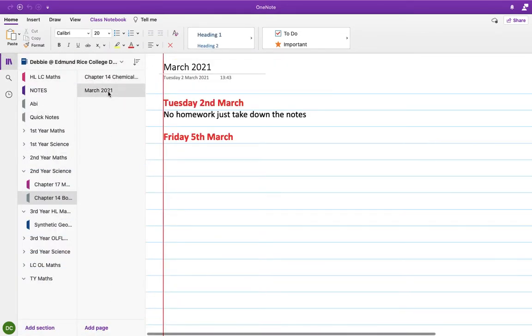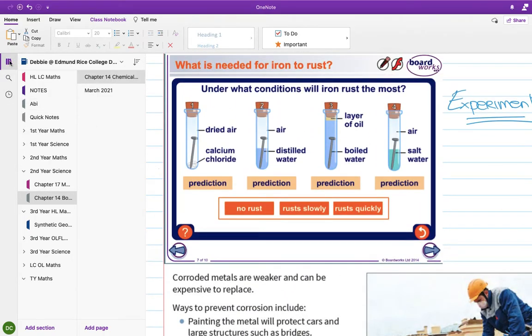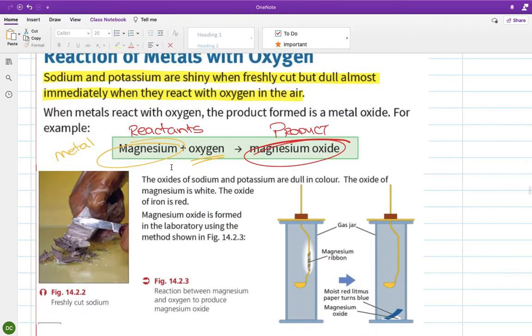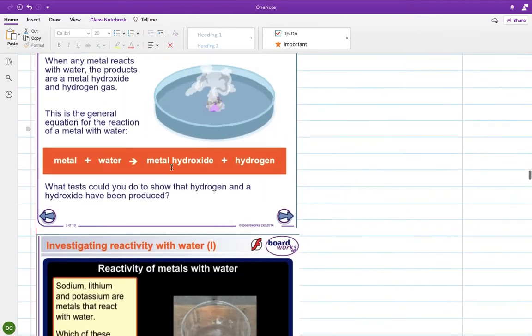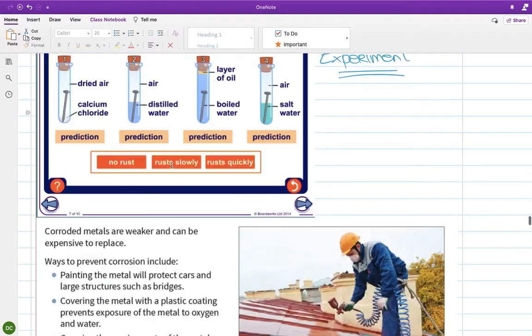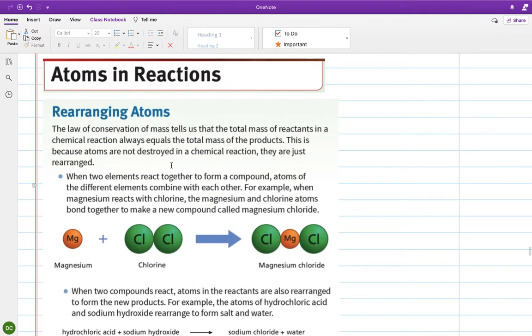We had no homework from Tuesday. I just asked you to take down some notes. The notes we took down were all about the reactivity of metals, so how metals react with water and how metals react with oxygen. Today we're going to look at atoms in reactions.